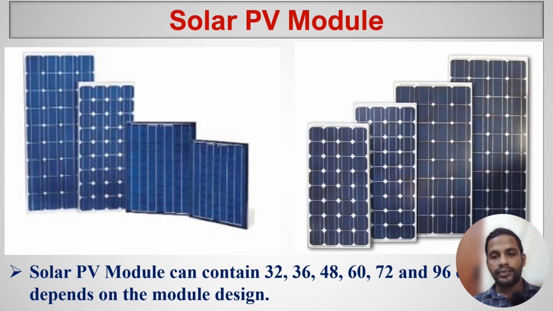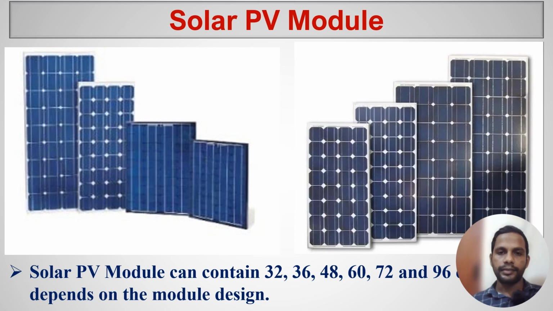Manufacturers design for a specific voltage level. Let's say this panel has 24 volts, this panel has 32 volts or something like that. So it's about how they specify the output voltage. If you install this entire panel on your rooftop, you can generate 24 volts. That is what the manufacturer promises you. So based on that, they design the module, and based on that, they design the cells.